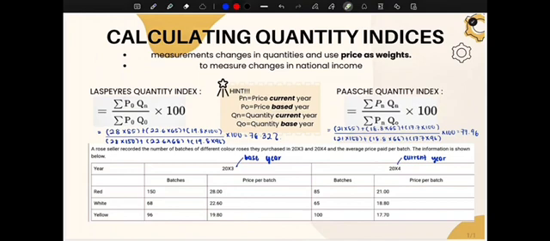For Paasche, you're going to do the same thing, which is you take the price current year multiplied by quantity current year. Just do the same thing over and over. Then for the bottom, you take the price for the current year and multiply it with the quantity base year. Do you see the relationship? Just do the same thing: multiply these, add up all of the colors and multiply by 100, and you will get 77.96. Okay, so basically that's how you calculate the quantity indices.